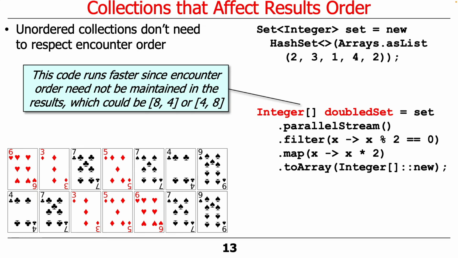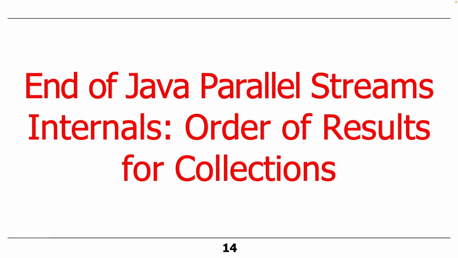So the nice thing about that is that you get more flexibility. You, the user, get the benefits of Stream's flexibility in running things in any order and not caring about encounter order being maintained. You can get better behavior because you don't have to worry about recombining the results at the end. So that's the end of the overview of how collection choice will affect the ordering of results.